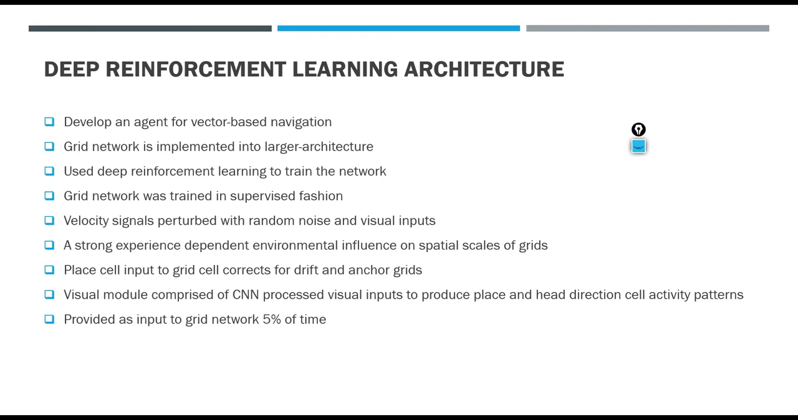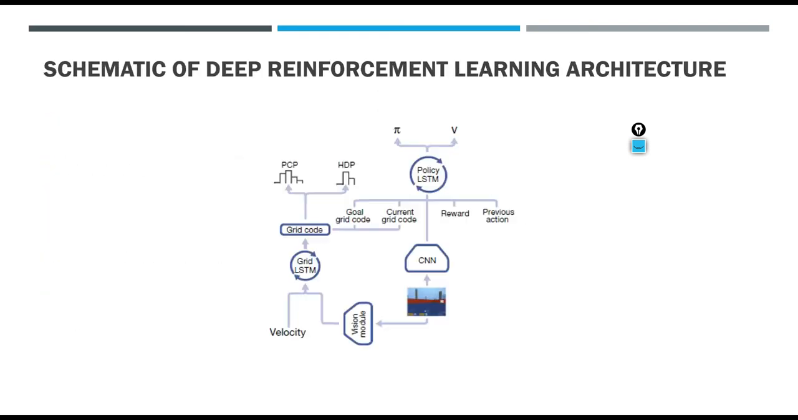So here, if we look at the figure of the architecture, we can see a vision module comprised of a CNN architecture was used here. It processed the visual input to provide place and head direction cell activity patterns. This was provided as input to the grid network 5% of the time. So this was done to make it similar to the moving animal making occasional observations of important environmental cues.